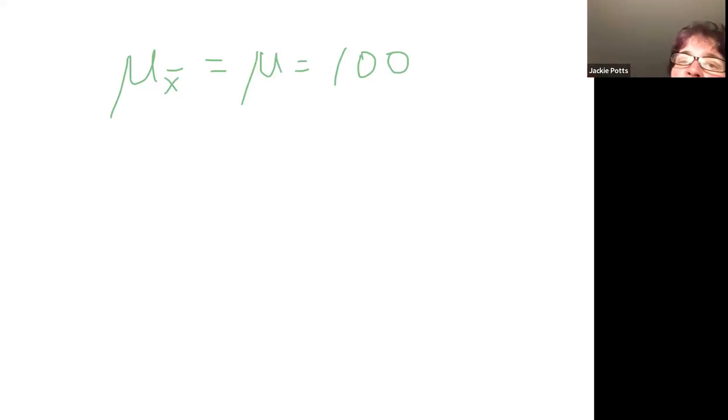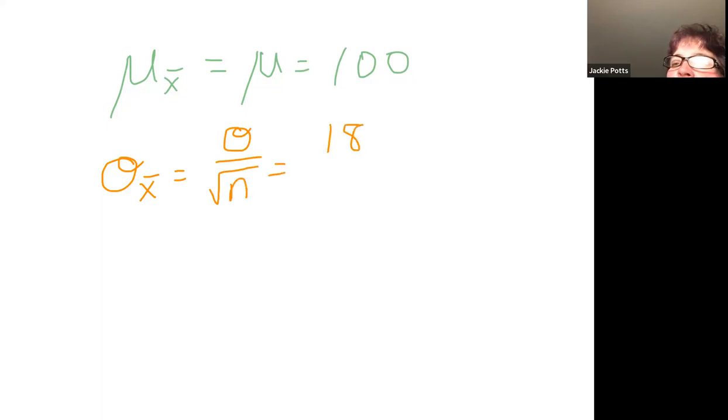But we want to also find the standard deviation of the sample means. And that's the formula of what? The standard deviation over the square root of n. Well, the standard deviation is 18 over the square root of 16, and the square root of 16 is 4. So 18 divided by 4 is what? 4.5.